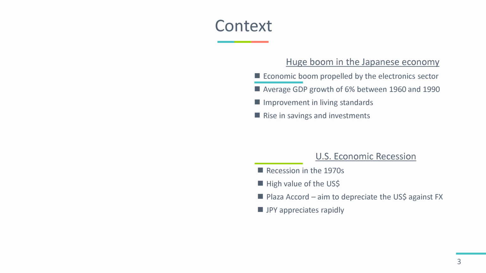Simultaneously, the US was suffering from a huge economic recession in the 1970s and a highly appreciated US dollar. Hence, the US proposed the Plaza Accord in 1985, which called for the depreciation of the US dollar against the yen and German mark in an attempt to benefit US exports. After the Plaza Accord was signed, the Japanese yen started to appreciate at a very rapid pace, and the exchange value of the dollar versus the yen declined by 51% in just 2 years.